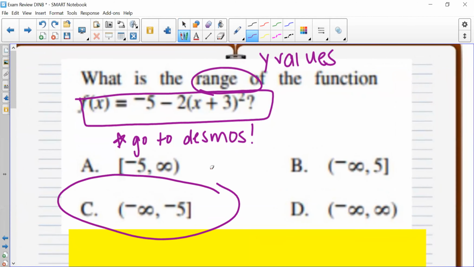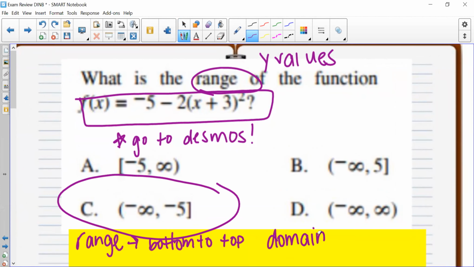Okay, so I would write a note there, just in general, that range, we look bottom to top. And just in case they ask about domain, the x values, and we look left to right for that. Okay. Negative infinity will always be, if it's in your answer, it will always be the first thing that you write. So this answer is negative infinity to -5. The bracket, again, just means that it touches at that number.